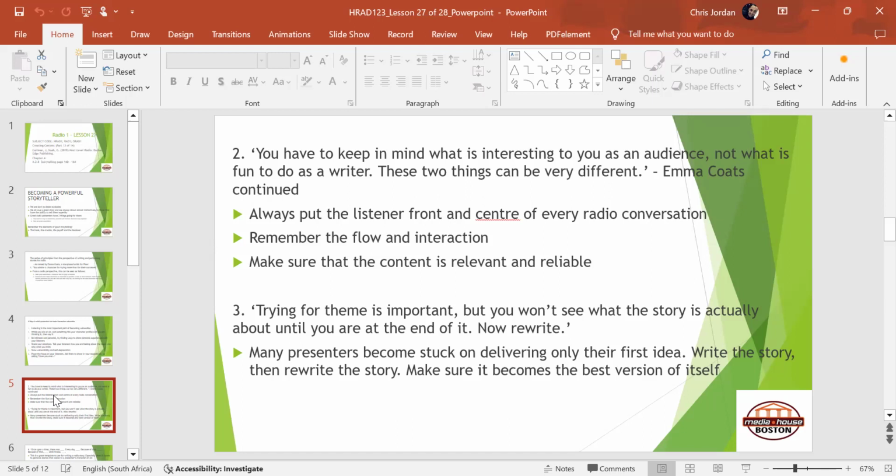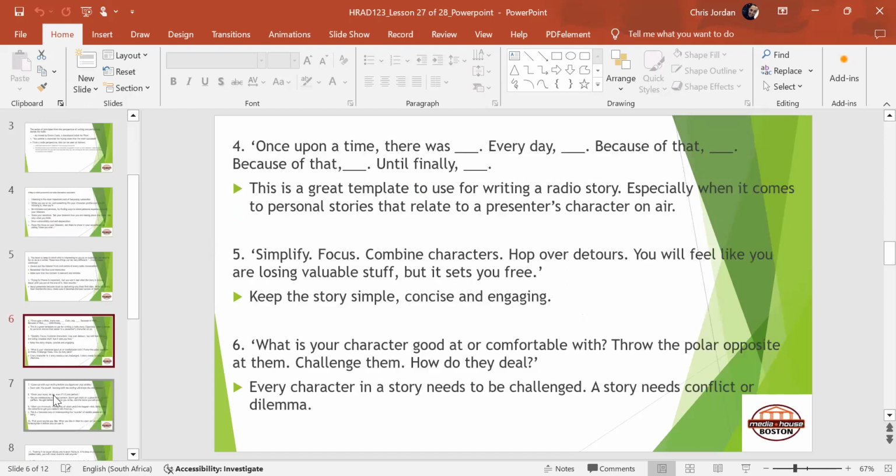Because in no other place in our life around us do they do any less, or do we expect anything less. So: once upon a time there was empty space, every day empty space, because of that empty space, until finally empty space. This is a great template to use for writing a radio story, especially when it comes to personal stories that relate to a presenter's character on air.